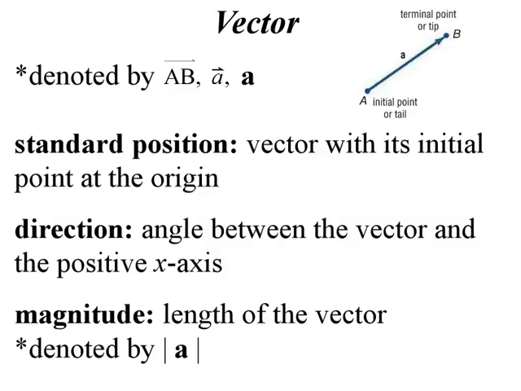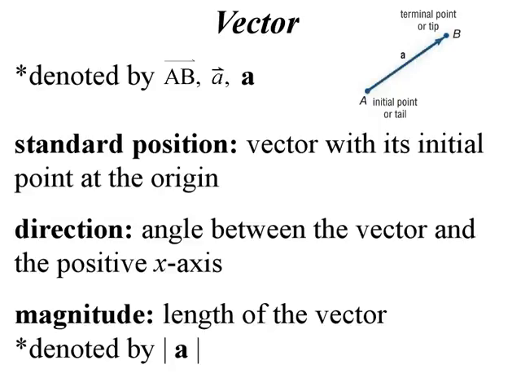Okay, so now let's talk a little bit about vectors. Here are the basics of a vector. You can denote a vector three different ways. The first way is to denote it by its initial point and then its terminal point. Notice here we have an initial point, also called a tail, and a terminal point, also called a tip. We can name our vector by that: AB.